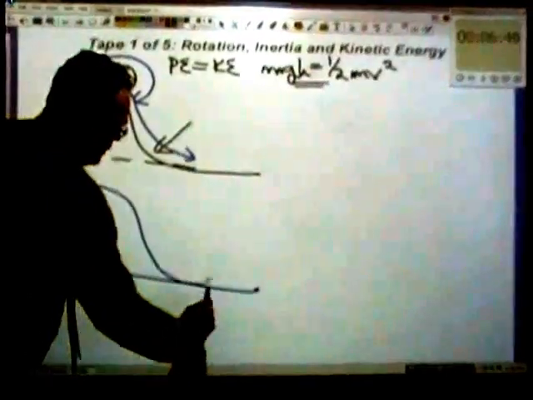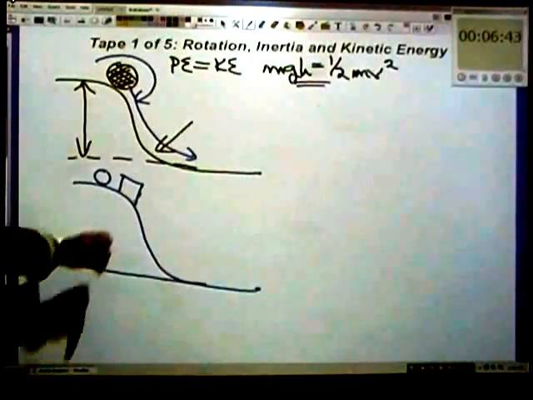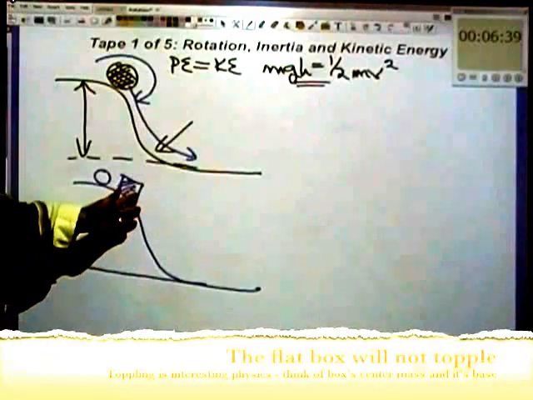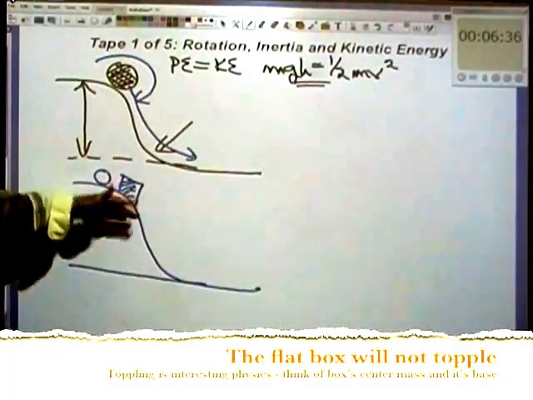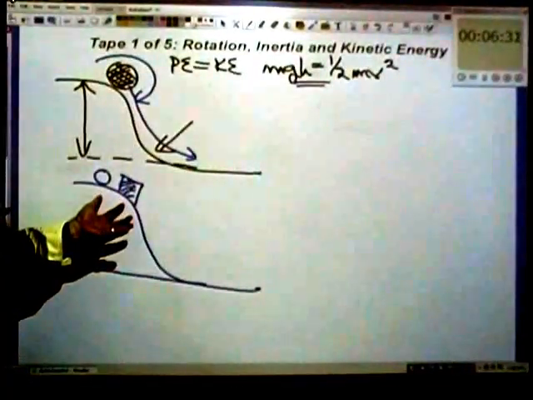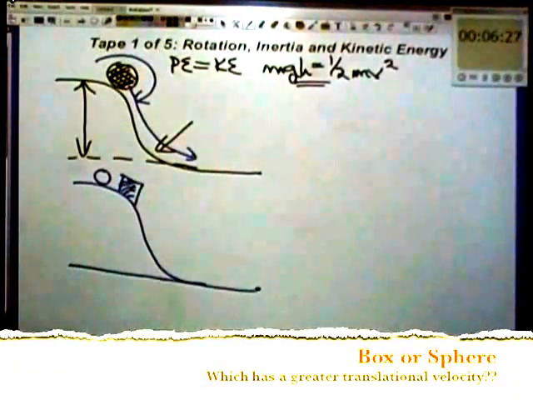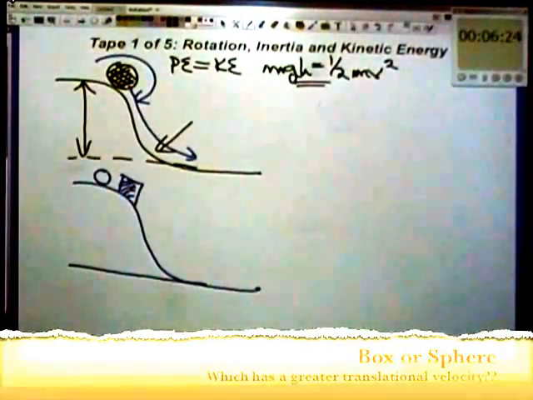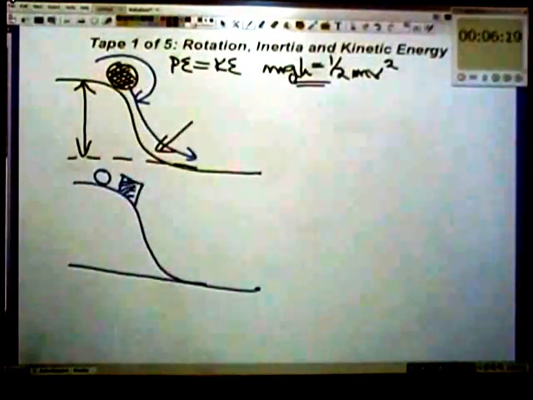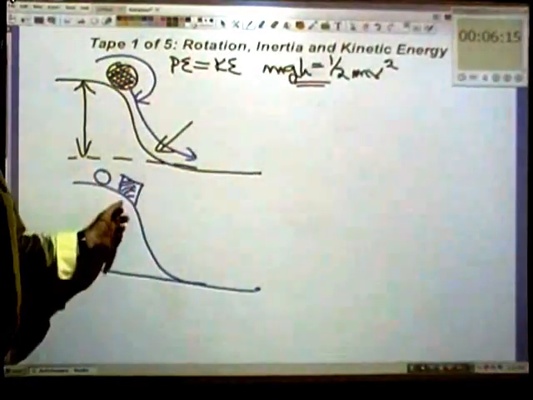Now, let's look at it in a different way. Let's say we got the ball on the hill, and right next to it we have a flat box. The box is designed such that it will not roll. It's going to just translate straight down the hill. If they both start at the same time, which do you think is going to get to the bottom first? The sphere that rotates and translates, or the box that just translates? The ball. What's going to get to the bottom of the hill first? Ball. Let's do the math.